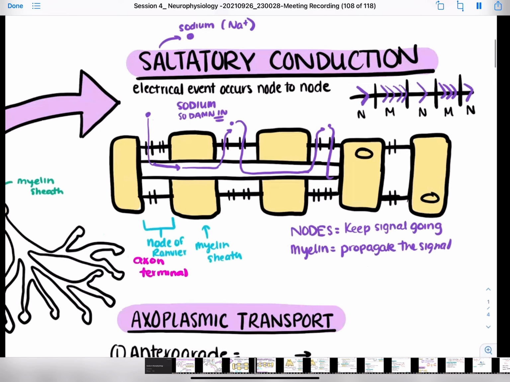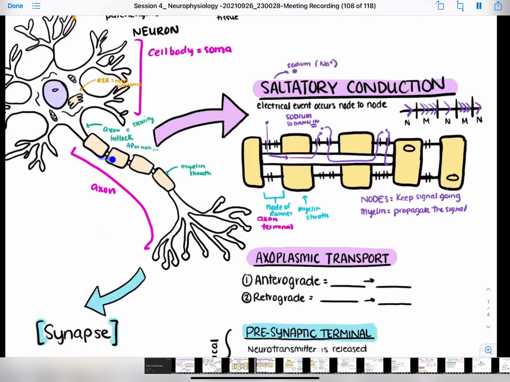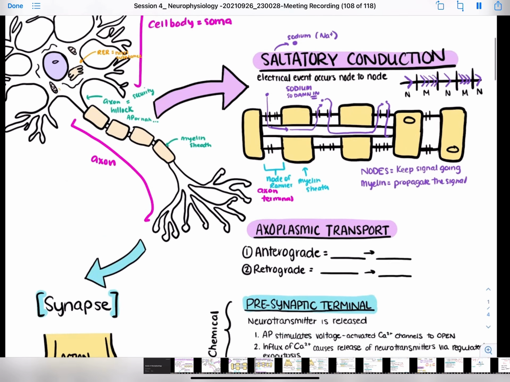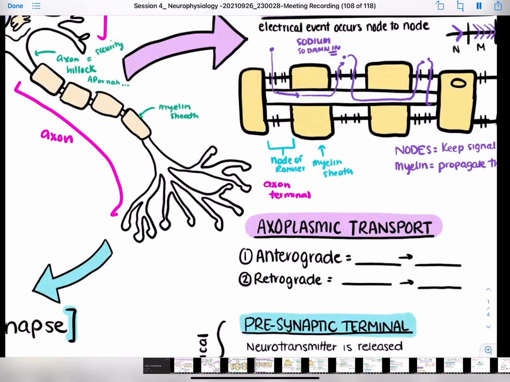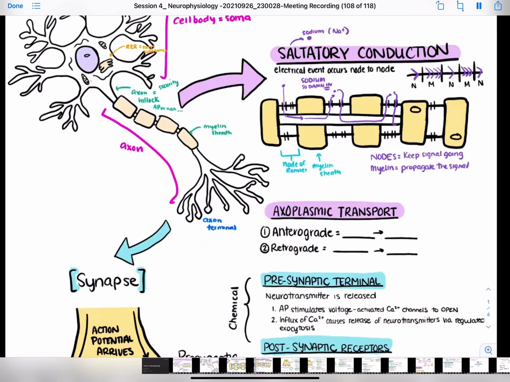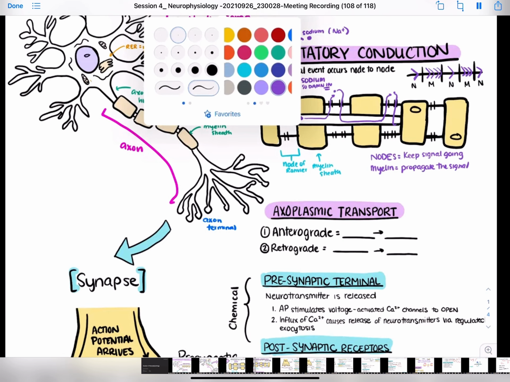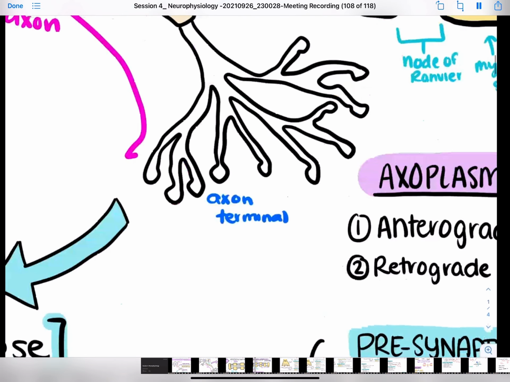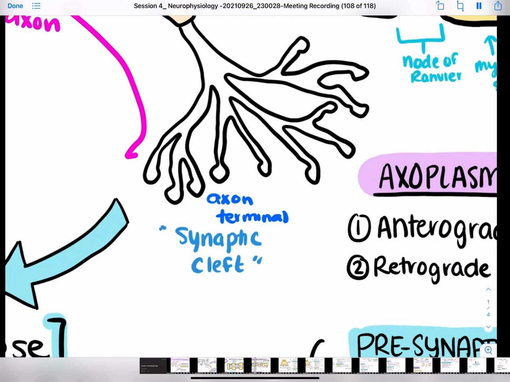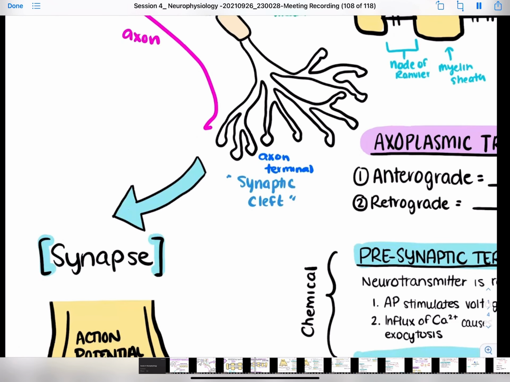So that is saltatory conduction, and that is going to occur down that length of that hallway that reaches the axon terminal. And so the axon terminal, which is kind of hidden over here. So we're going to put it down here, and we're going to change the color. Okay, the axon terminal there, that is going to be where we have a synapse. So this is the synaptic cleft. So sometimes you'll hear it called the synaptic cleft, the axon terminal. This is the end. This is where you get onto your airplane. Or I guess you go to another terminal.